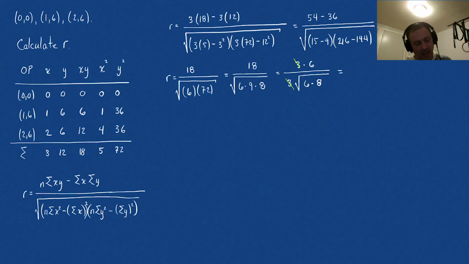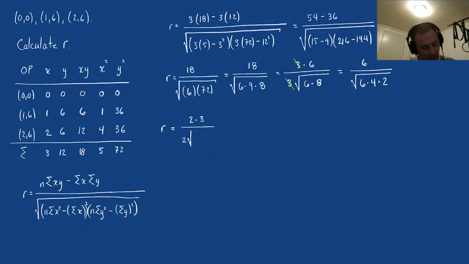Well, notice that 8 is the same as 4 times 2, right? So now I have 6 over the square root of 6 times 4 times 2. Well, the square root of 4 is 2. So now I have 6, which is 2 times 3, over 2 times the square root of 6 times 2, that's 12. So those 2's are going to cancel. So r is equal to 3 over the square root of 12.